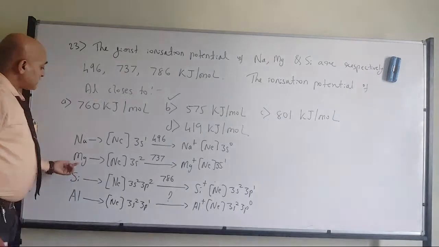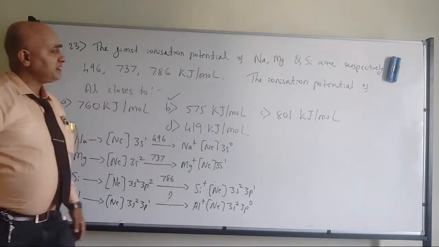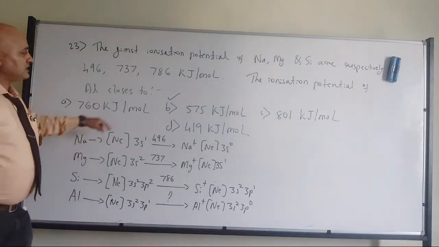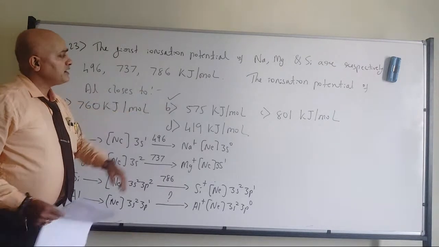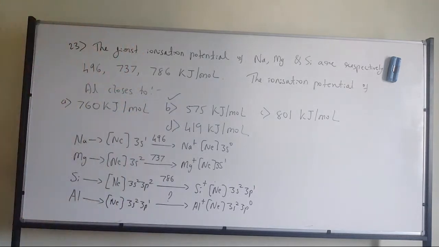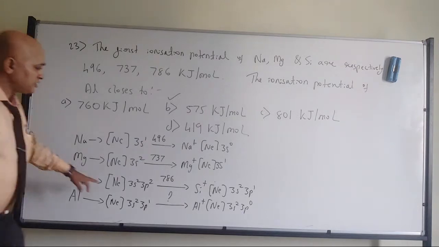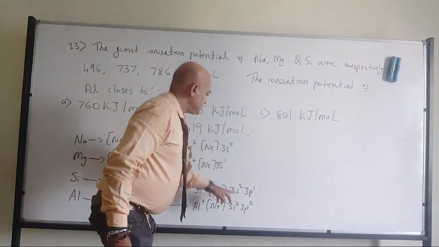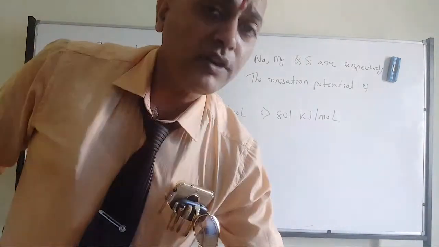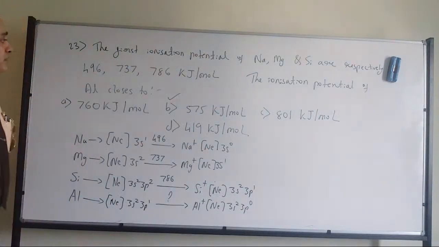Right? And even compared to magnesium, it should be a bit less. So therefore, it should be 575 kilojoules per mole. All of you will agree? Why should it be slightly less than magnesium? Because here the P subshell is involved, whereas there the S subshell is involved. So the answer should be option B.